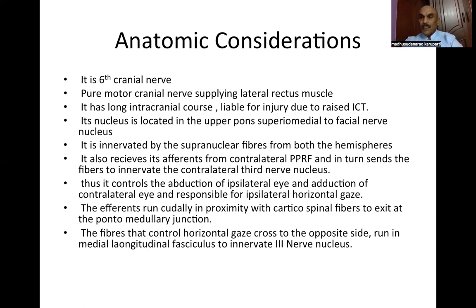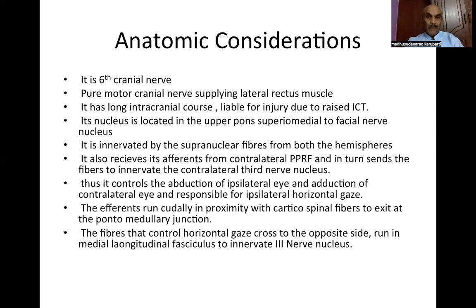As I told you, through the parapontine reticular formation, the abducens nerve is responsible, in coordination with the PPRF, for the horizontal gaze. That is ipsilateral horizontal gaze. Okay, this we are going to discuss in the clinical applications of the lesions of the sixth nerve when we are talking about the gaze paralysis.